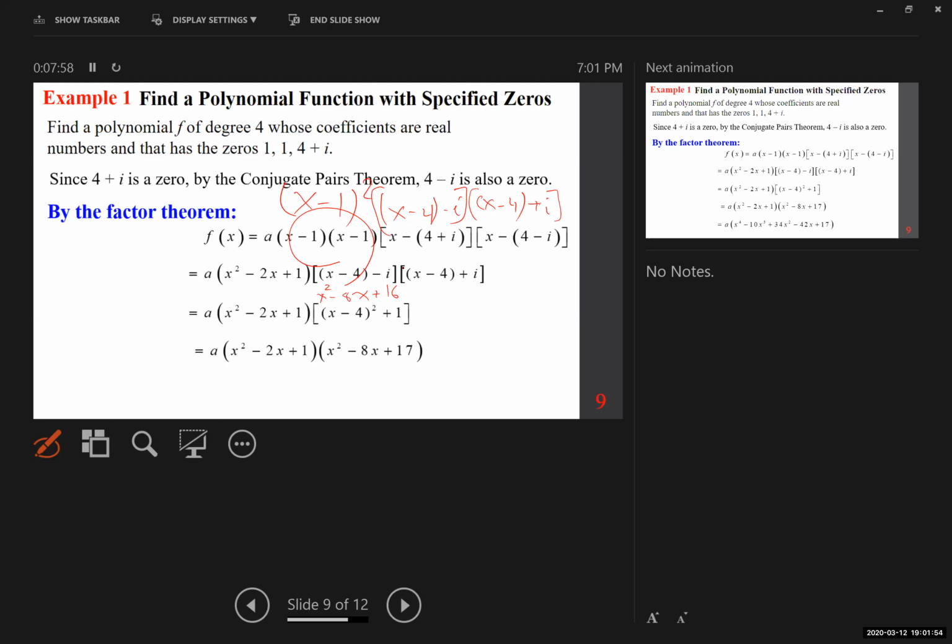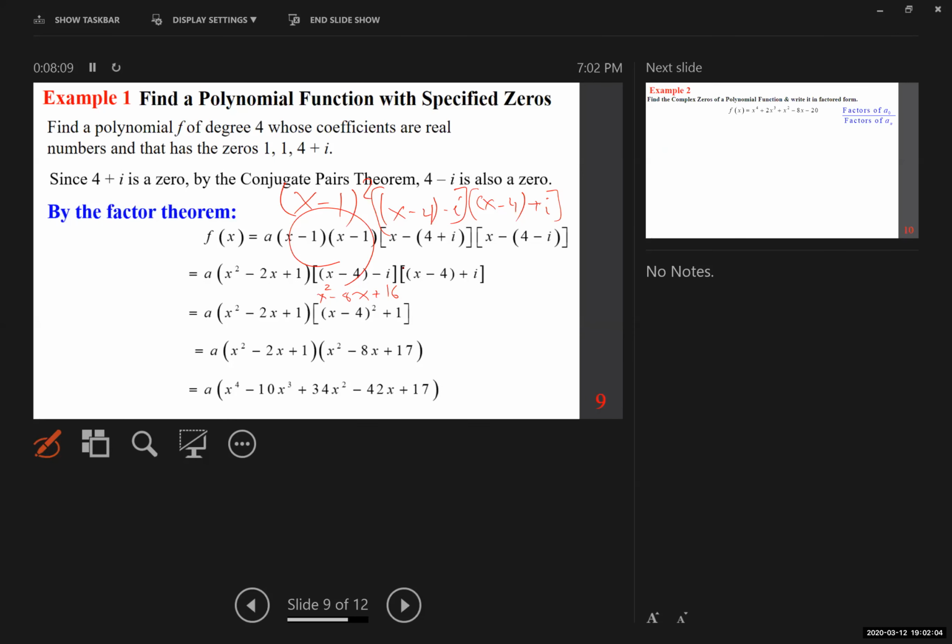Now, you just have to multiply x squared by the second parentheses, minus 2x by the second parentheses, 1 by the second parentheses, and then collect like terms. It does have some steps missing, class, okay? Is everybody following that?